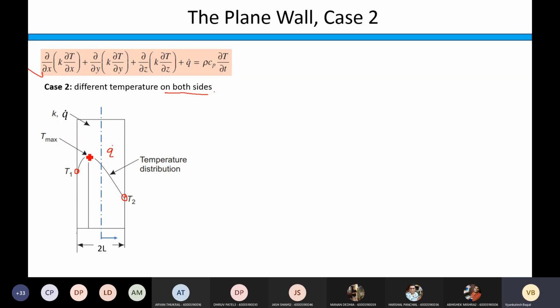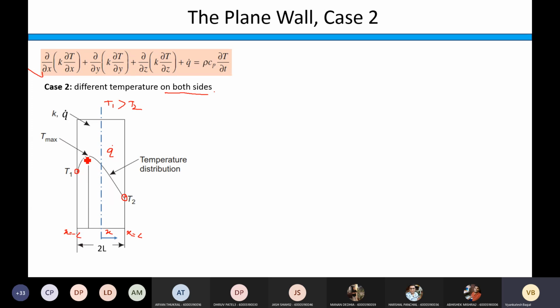K is the thermal conductivity of the material, and again x is measured from the slab center, and this time 2L is the length taken. I remember this. So here x is equal to L and here x is equal to minus L, right? And the temperature T1 is greater than T2, and then there is internal heat generation.